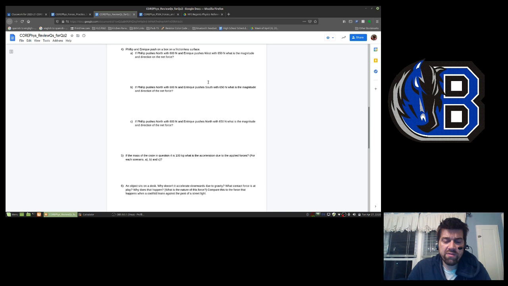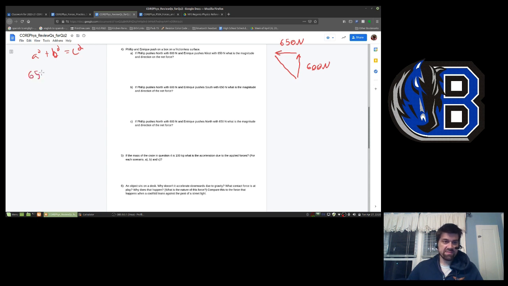Alright, let's look. Philip and Enrique are pushing on boxes. If Philip pushes to the north, that's supposed to be an arrow to the north, with 600 newtons. Enrique pushes west with 650 newtons. What is the magnitude and direction? Well, the magnitude of these two forces at an angle, I can use the Pythagorean theorem to find. It doesn't really matter who's the A side and who's the B side, as long as the hypotenuse of this triangle is C. That's what's really important.